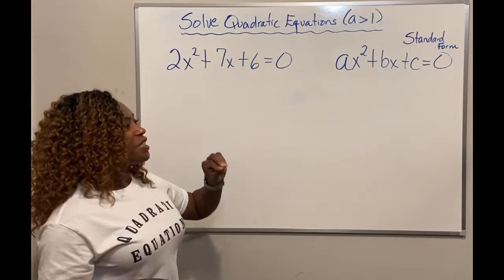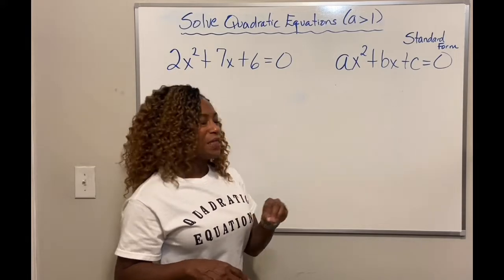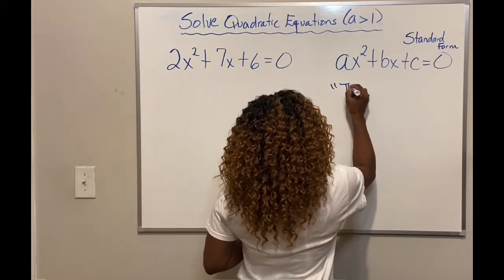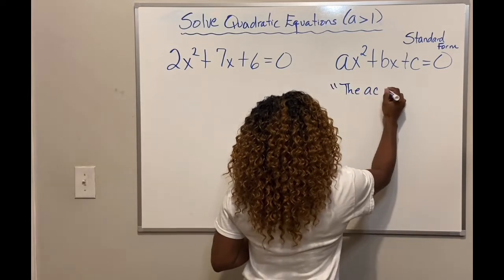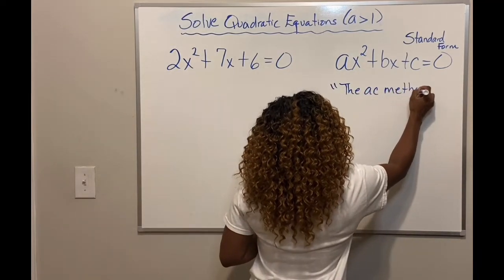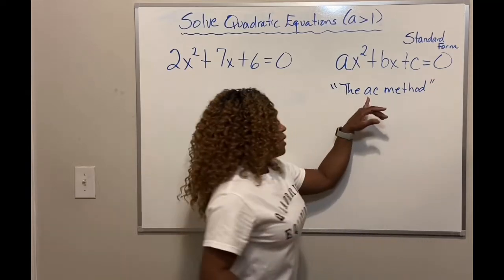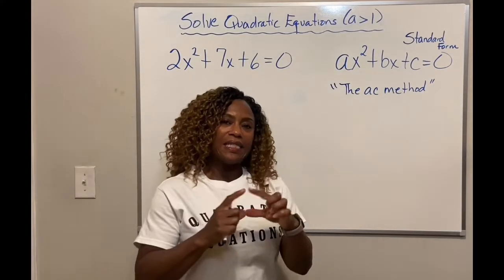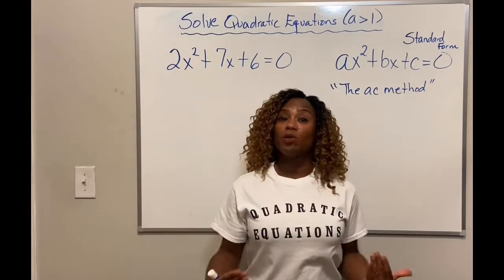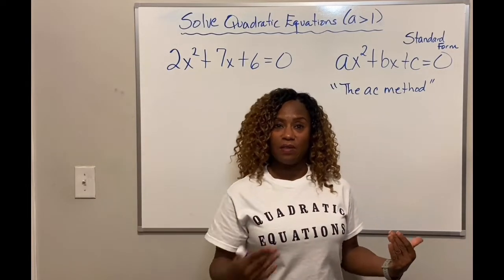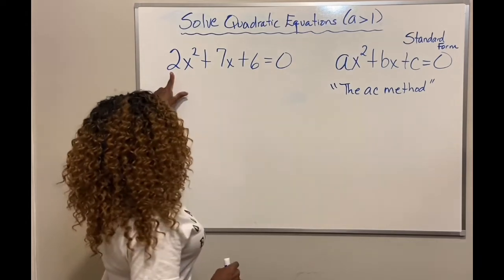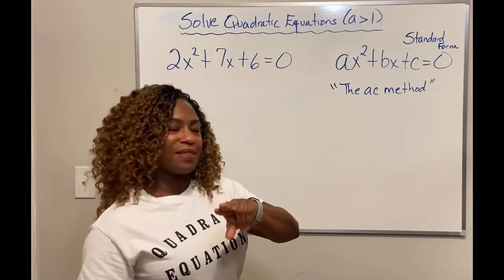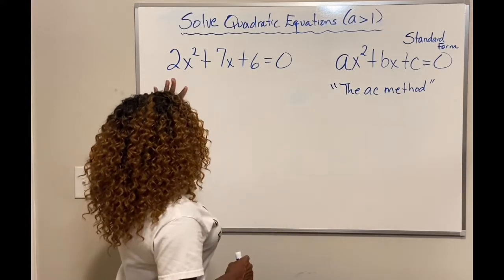Now, we're going to actually use a method of factoring called the AC method. I am saying the AC method. Notice we got the variable a and c side by side. That means a times c. So that tells us we're going to multiply the a value times the c value. In this example, a is 2, c is 6. So we're going to multiply 2 times 6. Now, this is the first step.